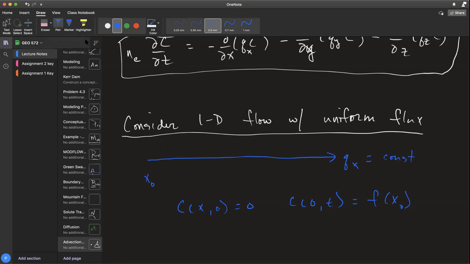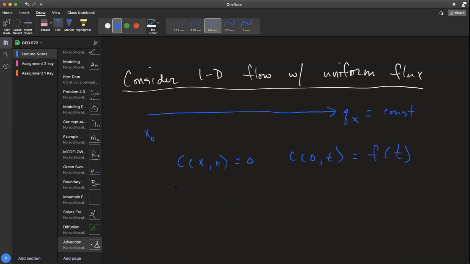Sorry, not x naught, f of t. So what this means is that we started off with a concentration of 0 at our inlet, and that the inlet concentration varies. So our inlet, where x equals 0, varies as a function of time. All right?